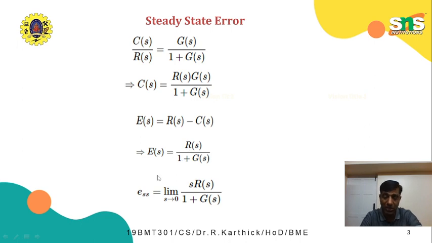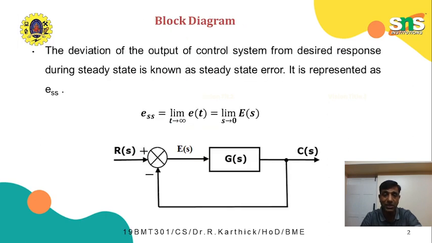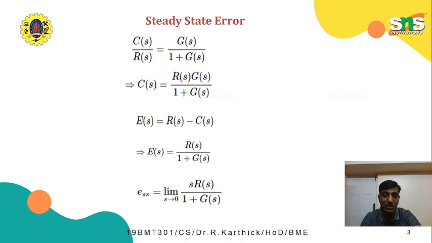So our steady state error, as per our definition, is limit s tends to 0 of s into E of s. So it is limit s tends to 0 of s into R of s divided by 1 plus G of s into H of s. Since it is a unity feedback system, we write H of s is equal to 1. Therefore the equation for our steady state error is limit s tends to 0 of s into R of s divided by 1 plus G of s into H of s.